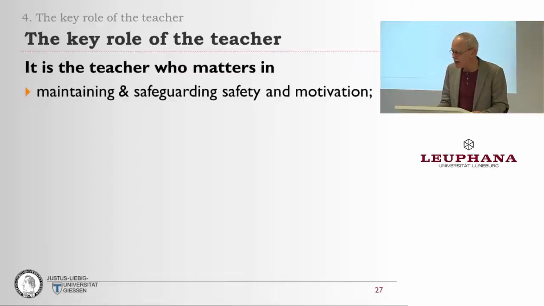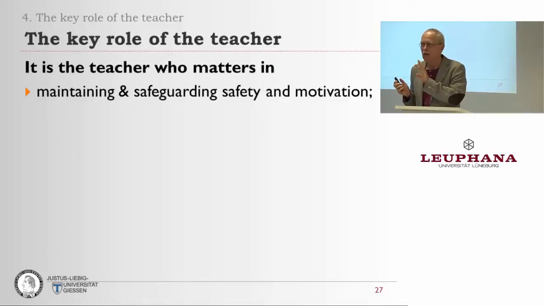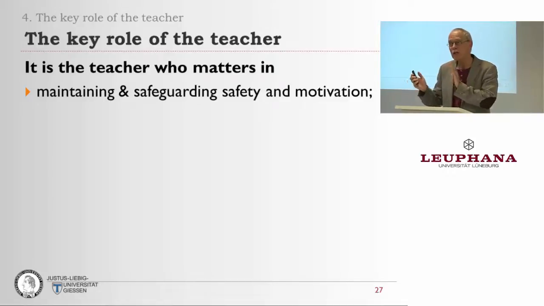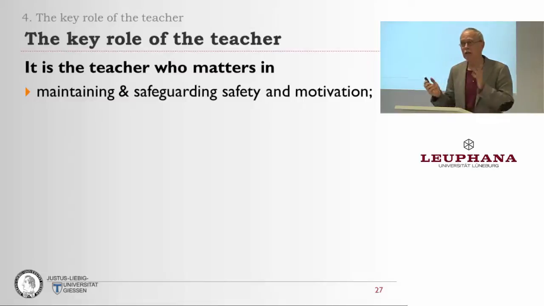One is maintaining and safeguarding safety and motivations. Learners need to feel safe that they can take risks. And for these teachers, for these kids in the fashion show, it was clear they could take risks. Now think about older students in the phase of puberty. What kind of risk-taking is at stake there?